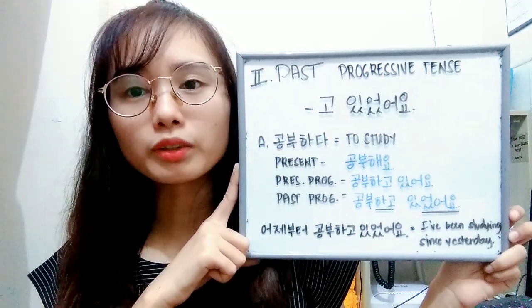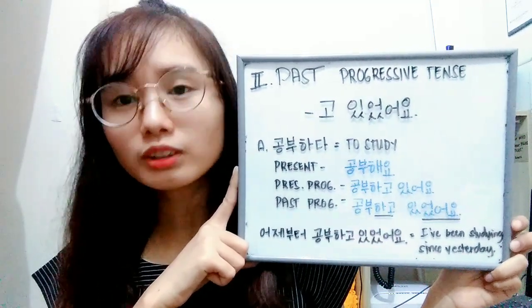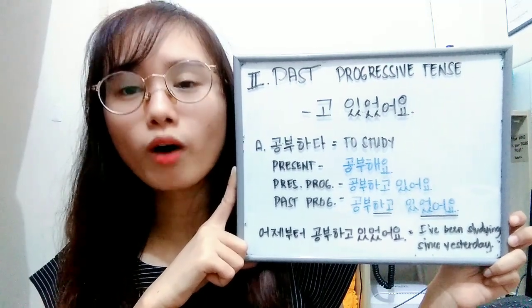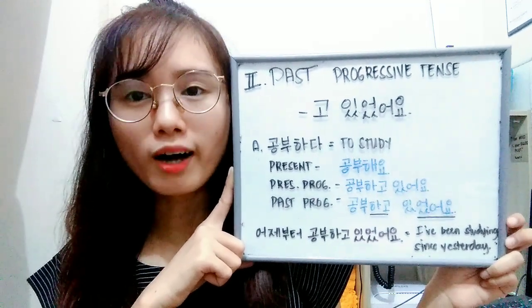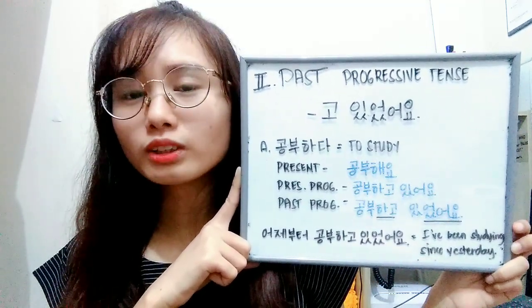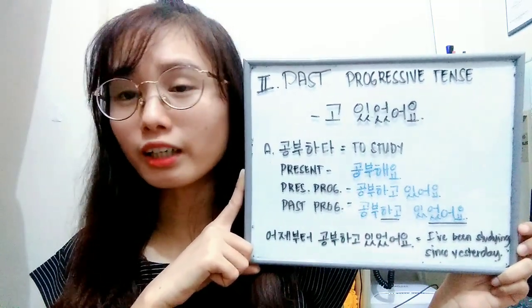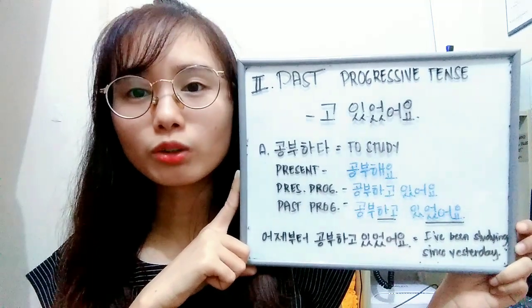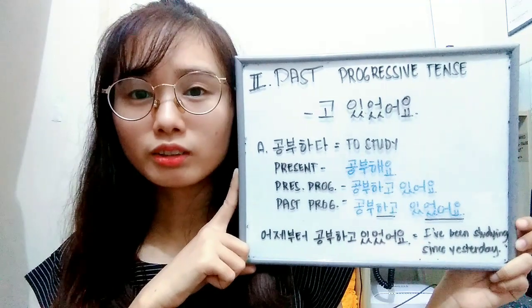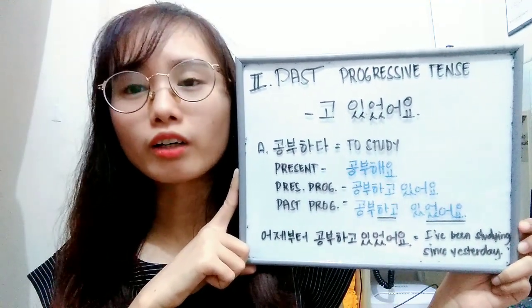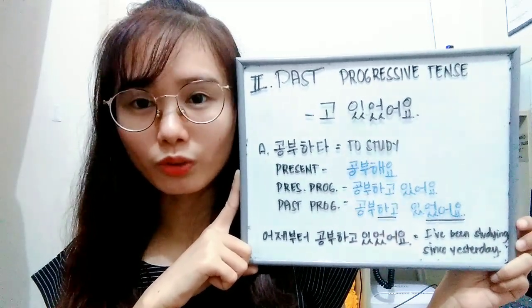But if you want to say naman sa present tense, I am studying right now, that is 공부하고 있어요. But if you want to say na kahapon pa, simula kahapon ka pa nag-aaral, hanggang ngayon ginagawa mo pa din siya, then you can use 공부하고 있었어요. So we just simply conjugate the ita to its past tense, which is 있었어요.